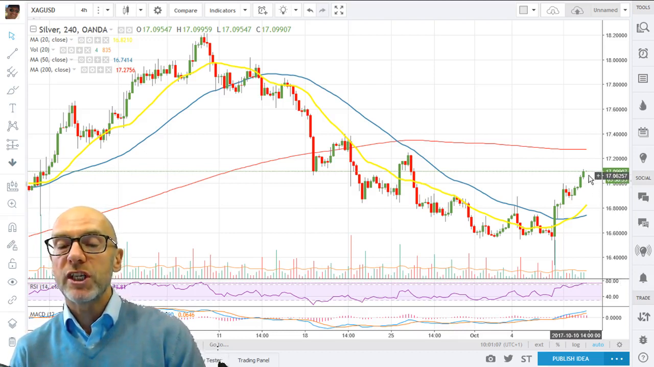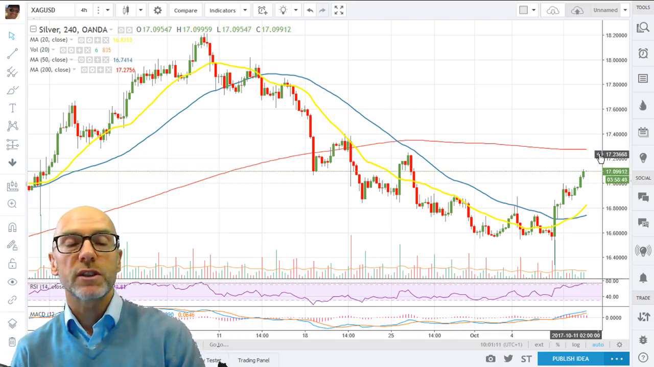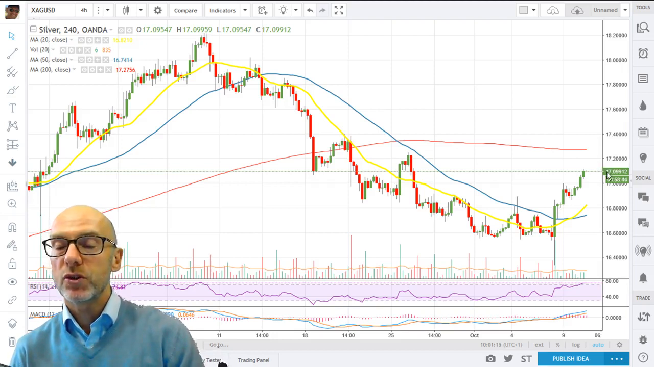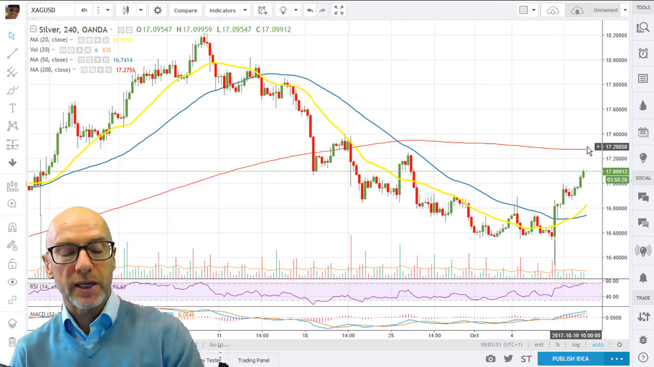The first resistance on this chart would be the down tracking 200 4-hour, which is at 17.276. Likewise, MACD has shown an increase in momentum, and did actually shout a buy signal back on the 8th of October. So there is some potential short-term upside.